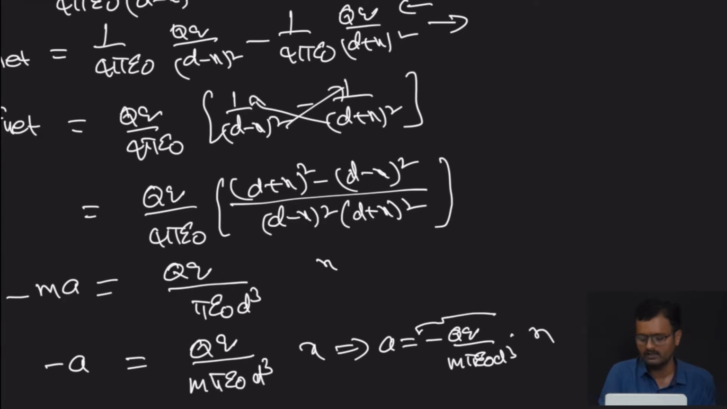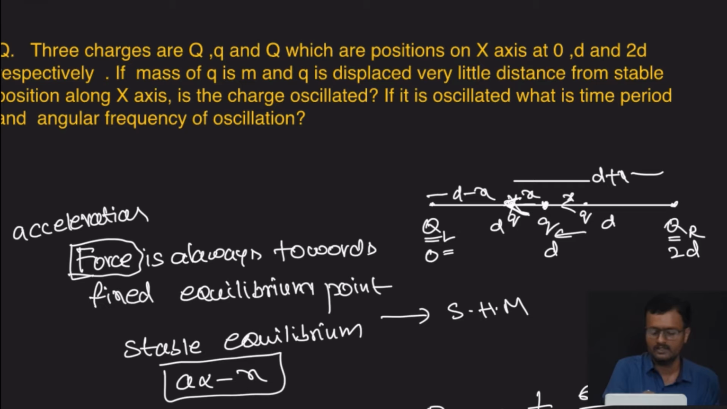See here, these are all constant terms. So here a is proportional to minus x. So this will definitely execute simple harmonic motion. Is the charge oscillated? Yes, the charge is oscillated because we get a proportional to minus x, and the direction of a is always toward the fixed point. So these two conditions are satisfied for simple harmonic motion.